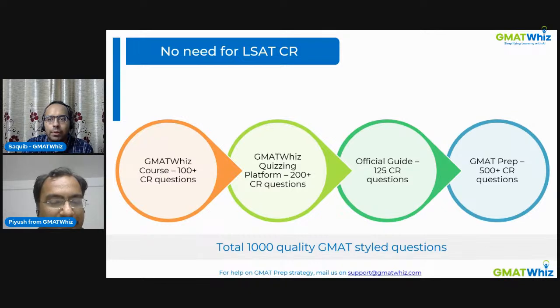Correct. Since we were talking about this, one thing I would add is, when I was doing CR questions, even when I was analyzing the mistake... Piyush, do you have a slide on analyzing mistakes after this? If not, I'll talk about it. Not really on analyzing mistakes. Yes, please, go ahead.